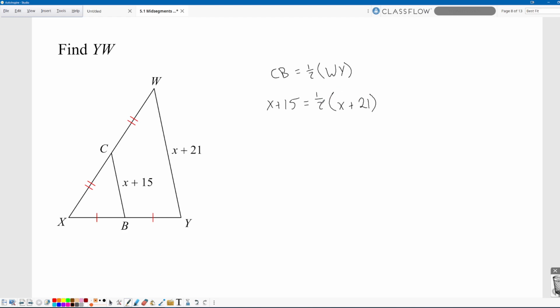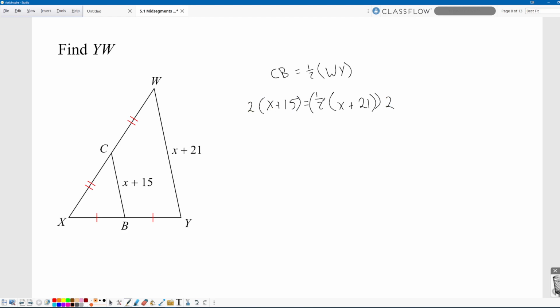That's the first thing that most people would want to do. But if I do that, I'm going to introduce fractions, because obviously x divided by 2 is going to be a fraction, and then 21 is not an even number, so you're going to get another fraction. So what I'm going to do instead, to get rid of this half, is multiply both sides by 2.